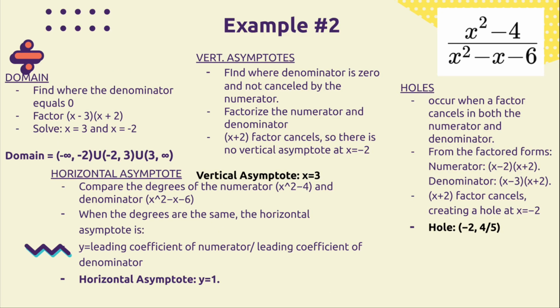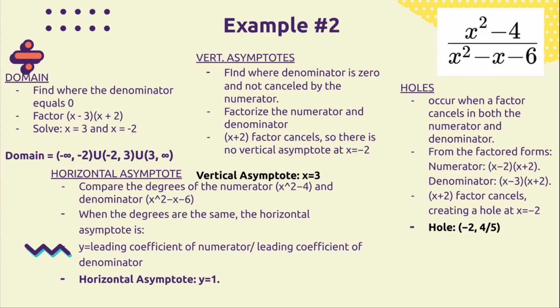This is example 2 of topic 1.7b. We see our problem on the top right. It is x squared minus 4 all over x squared minus x minus 6. We're going to take a look at the domain first. To find the domain, we need to find where the denominator is equal to 0. When we factor our denominator and solve for that, we see that x is equal to 3 and x is also equal to negative 2. So that means we need to exclude these values from the domain as shown here.